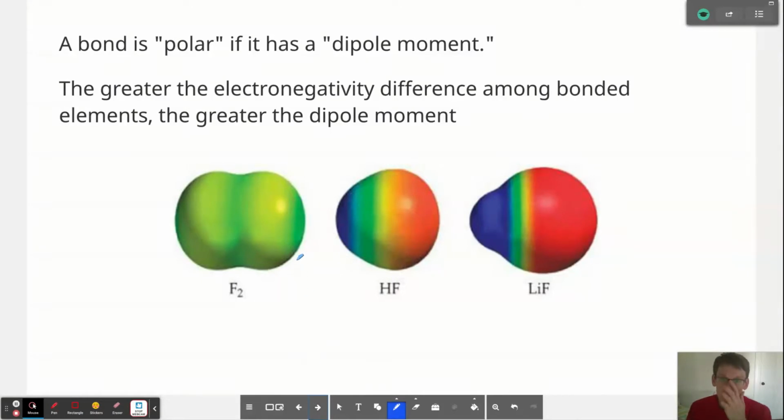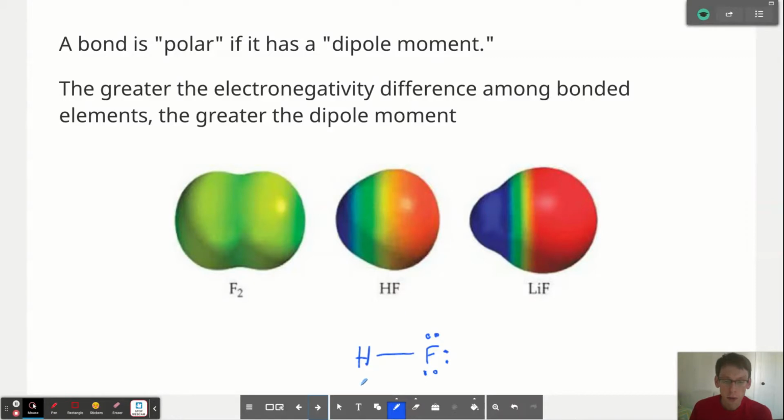So a bond is polar if it has a dipole moment. And what is a dipole moment? How do we signify this? Well, if we look at F2, there is no dipole. But with HF, there is. We know that we can draw the Lewis structure of HF as such. I am taking a little bit of a shortcut here to get to the Lewis structure.